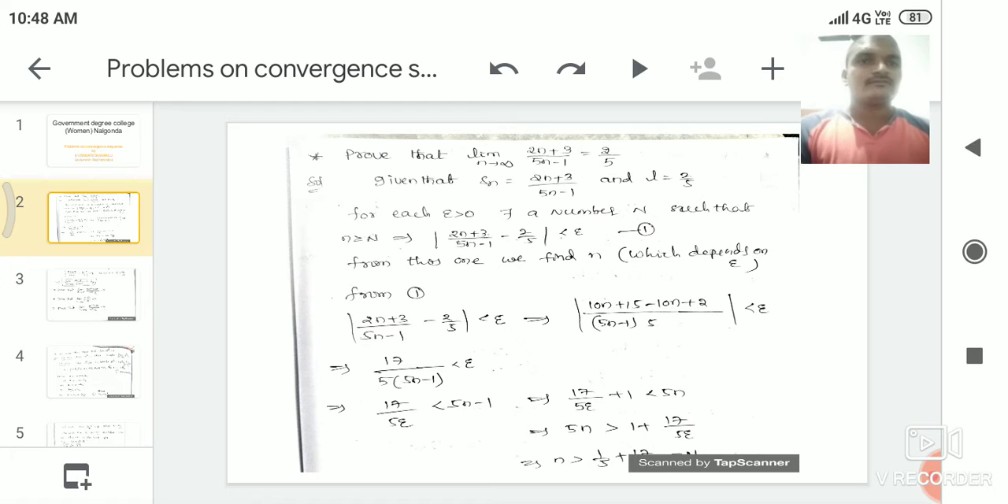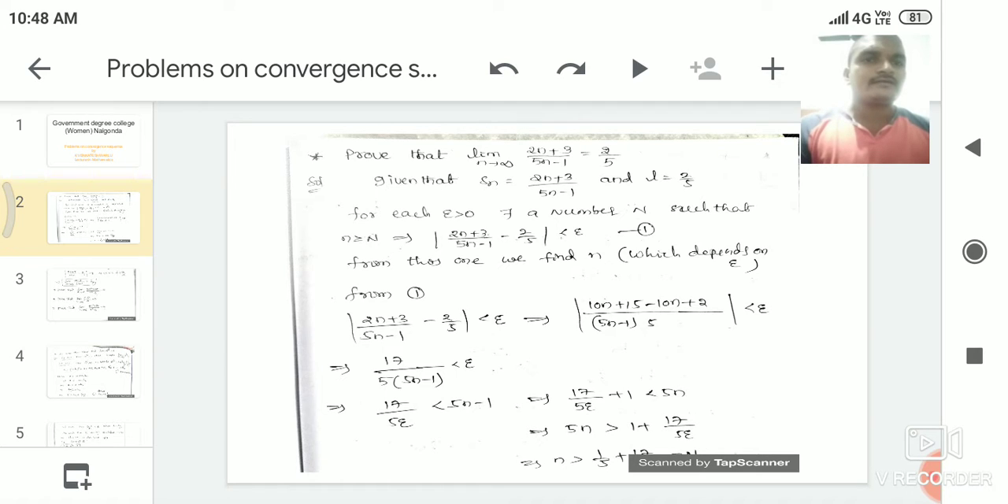We call this equation 1. From this we find N. This N depends on the epsilon value. So from 1, mod (2n plus 3) by (5n minus 1) minus 2 by 5 less than epsilon. Here the LCM is 5 into (5n minus 1). The simplification gives mod (10n plus 15 minus 10n plus 2) by (5n minus 1) into 5 less than epsilon.